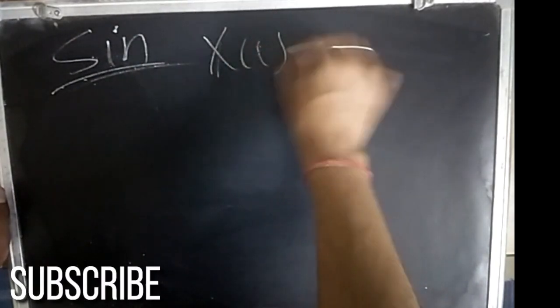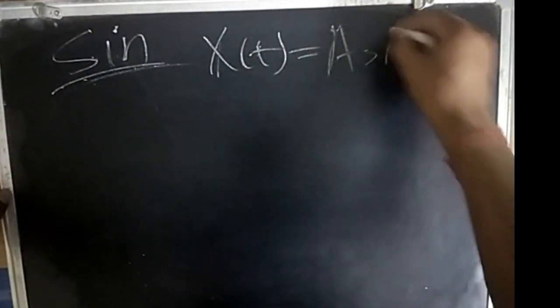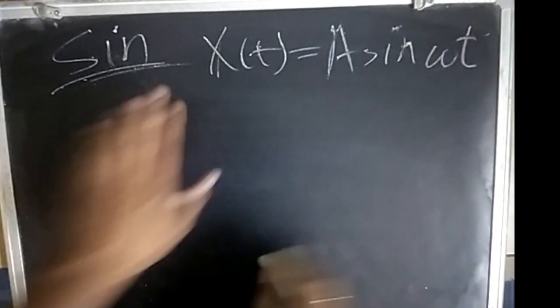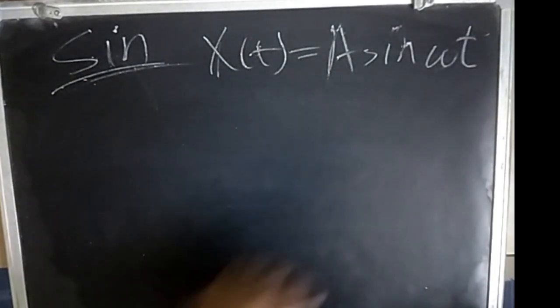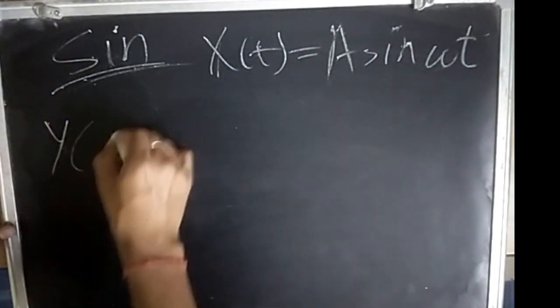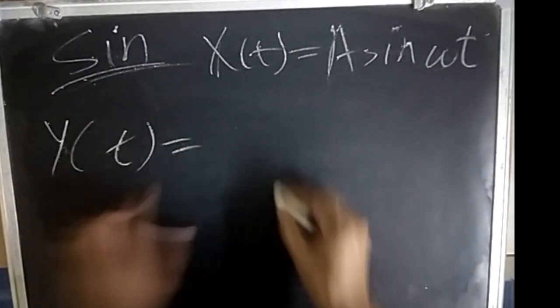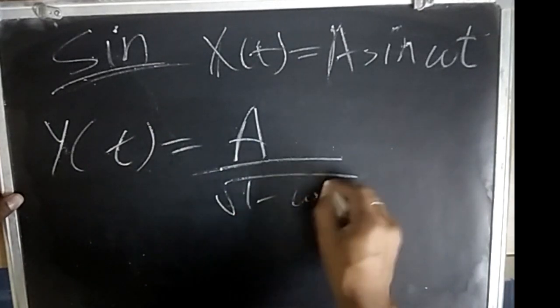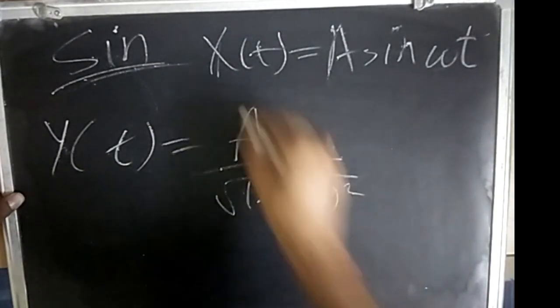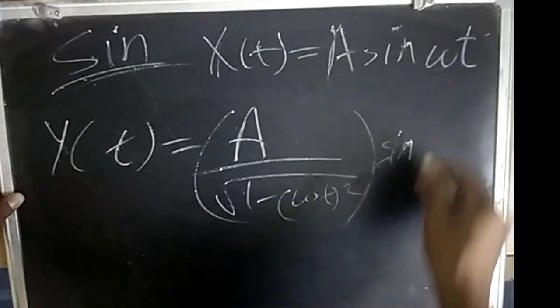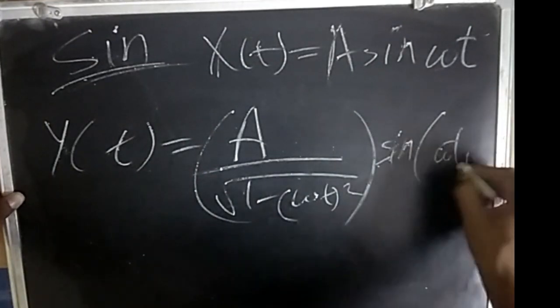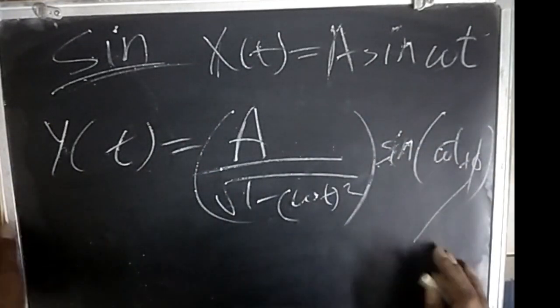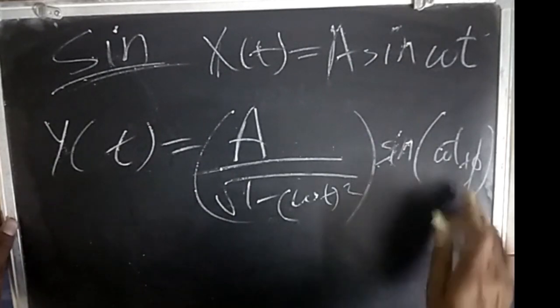Next is the sine, the sinusoidal function, like x of t is A sine omega t. One important relation to remember here is this one: y of t that comes finally for a first order system is the magnitude, 1 over the square root of 1 plus omega tau squared, into sine of omega t plus phi. Phi is the phase lag, the phase difference here.